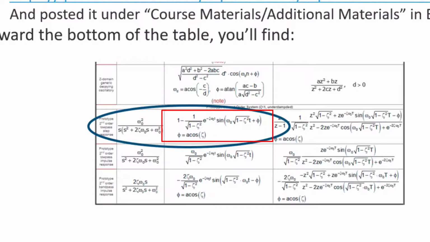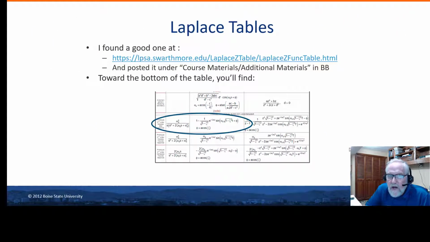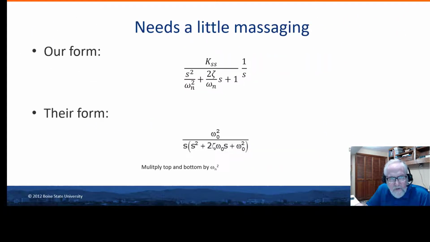But before we jump to that, we have to align our problem with the table entry, right? Make sure they're of exactly the same form. So this is what we have, and this is what they have. Part of the problem here is the one in the numerator. I have it normalized differently. Their normalization is that the coefficient of the s squared term is 1, and I have the normalization as the s to the 0 term is 1.